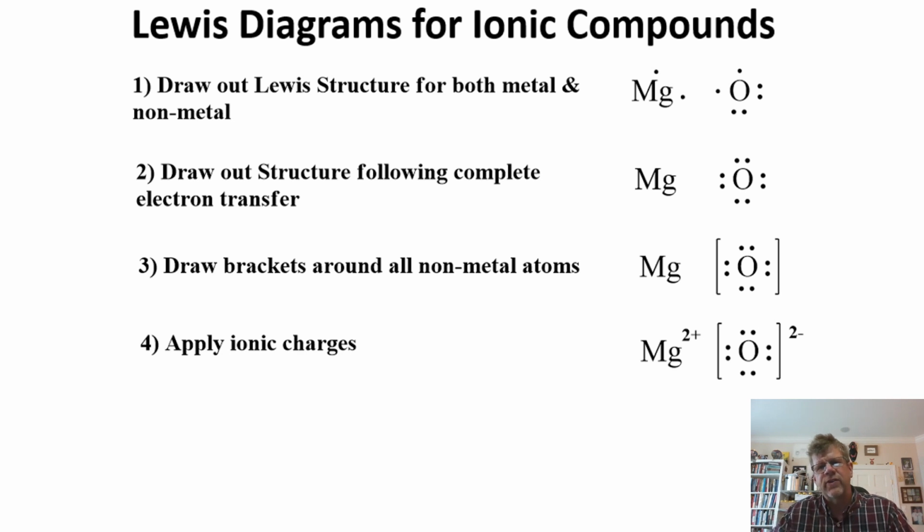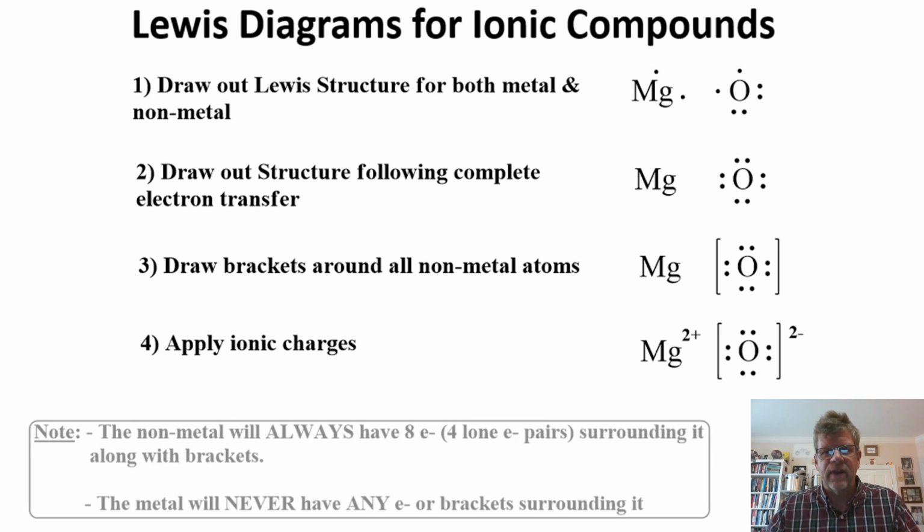Apply the ionic charges. Now, if we look at these ionic charges, we could see that this was sort of front-loaded. It's one magnesium ion and one oxygen ion. That would be MgO if this were the chemical formula. So we only need one magnesium and one oxygen to do this. But let's look now at one in which we might have a number of different cations or a number of anions in there.